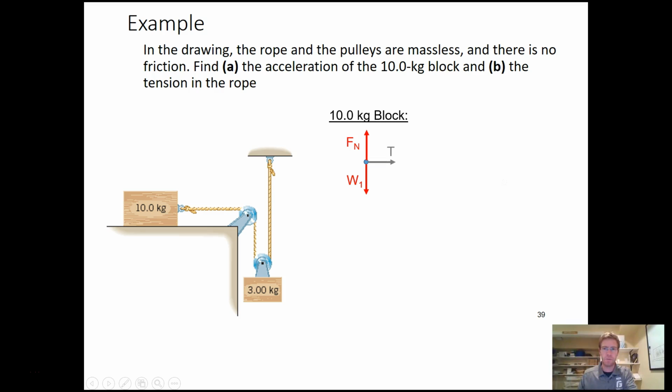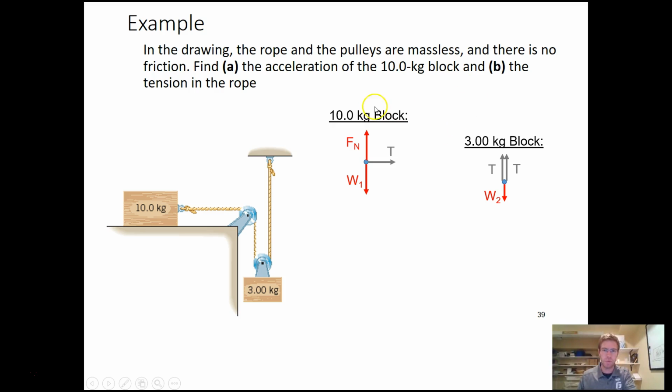All right, now for the 3 kilogram block, what forces do we have? Once again, we have the weight, we'll call it W2, for the 3 kilogram block going straight down. And we have tension pulling up on the left, and again, a second tension pulling up on the right. Because of that pulley, the string, or rope in this case, is pulling up on both sides. So you have the tension acting twice on the 3 kilogram block.